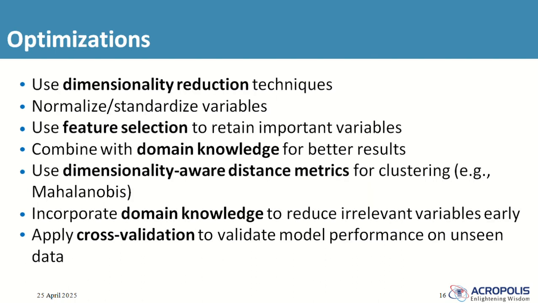Now, to handle those limitations, you can use dimensionality reduction, standardize or normalize variables, do feature selection, leverage domain expertise, use smart distance metrics like Mahalanobis, and always validate your models with cross-validation.